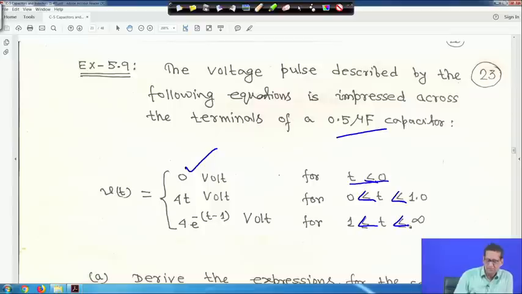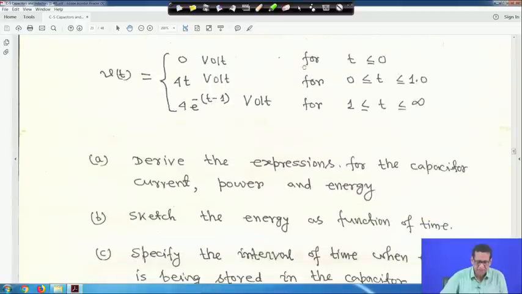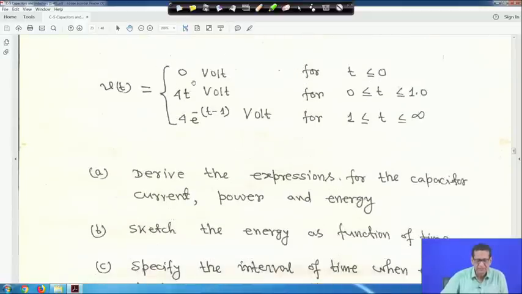And it is 40 volt for t in between 0 and 1 second, and 4 e to the power minus (t minus 1) volt when t is greater than 1, in between 1 and infinity. So, let me clear it. You have to find out a few things. v(t) is 0 volt for t less than 0, and 40 volt when t is greater than 0 and less than 1, and 4 e to the power minus (t minus 1) for t greater than 1 and less than infinity.